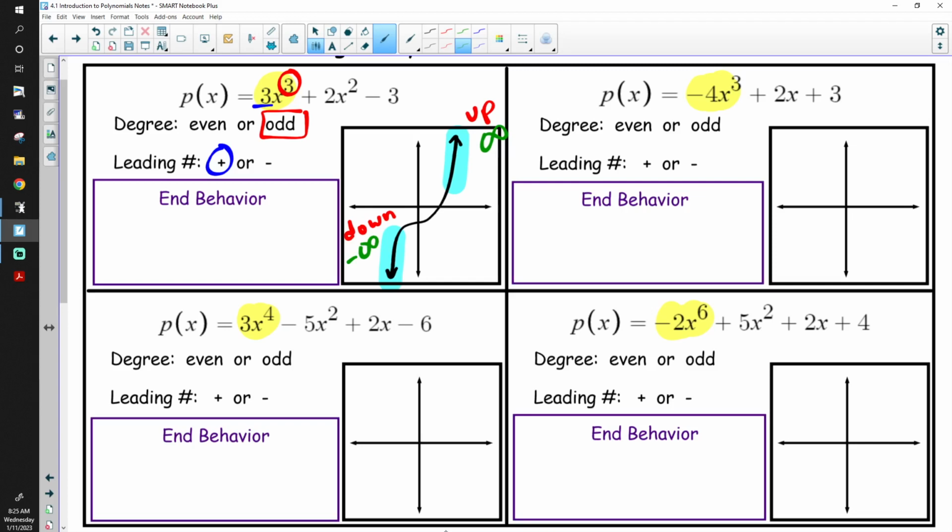So we need to be able to write this in math notation. It'll always look the same. Okay, we're going to say f of x, or p of x, because this is the function p of x. We're going to do the left side first. P of x goes towards negative infinity. When does it go towards negative infinity? When we're going to which side? To the left. Okay?